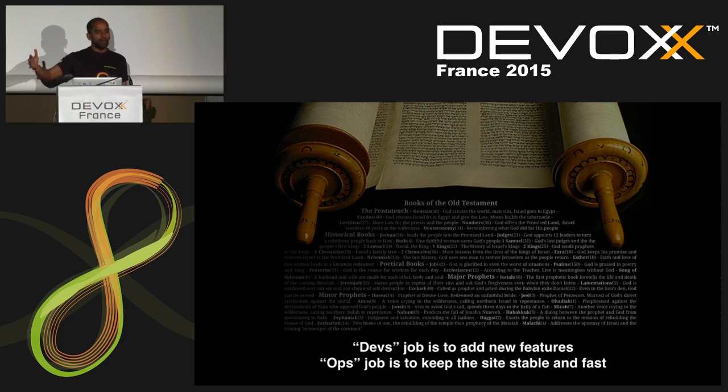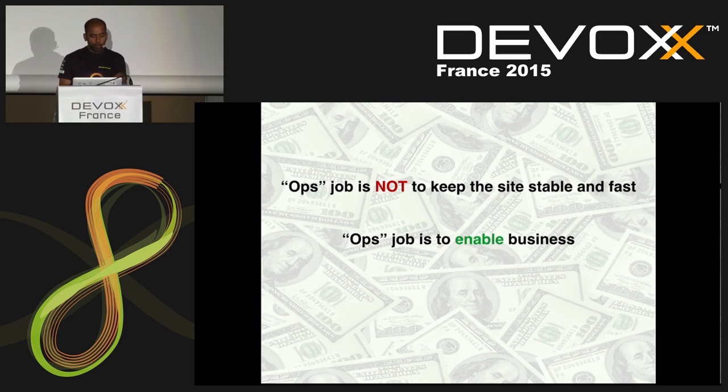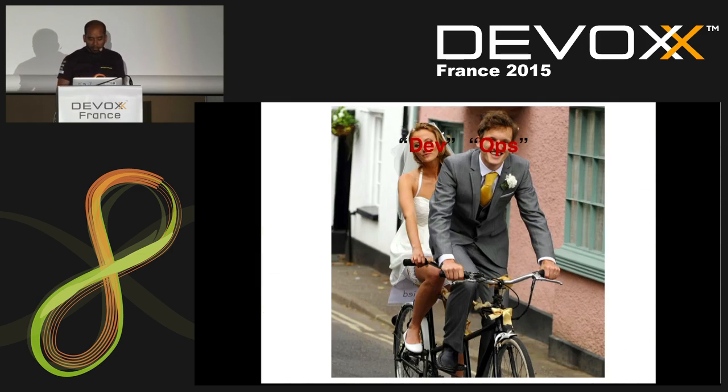I just want to keep the site stable and fast, make sure it's accessible. That's sort of the old school of thought. So, ops job, by the way, is not to keep the site stable and fast. That's very, very important to understand. Their job is to enable business. Because at the end of the day, if the business is not running, everybody suffers. And so in that sense, dev's job is also to enable business. So that right balance between bleeding edge features and getting the business enabled and getting the site stable and fast is exactly what they need to achieve.